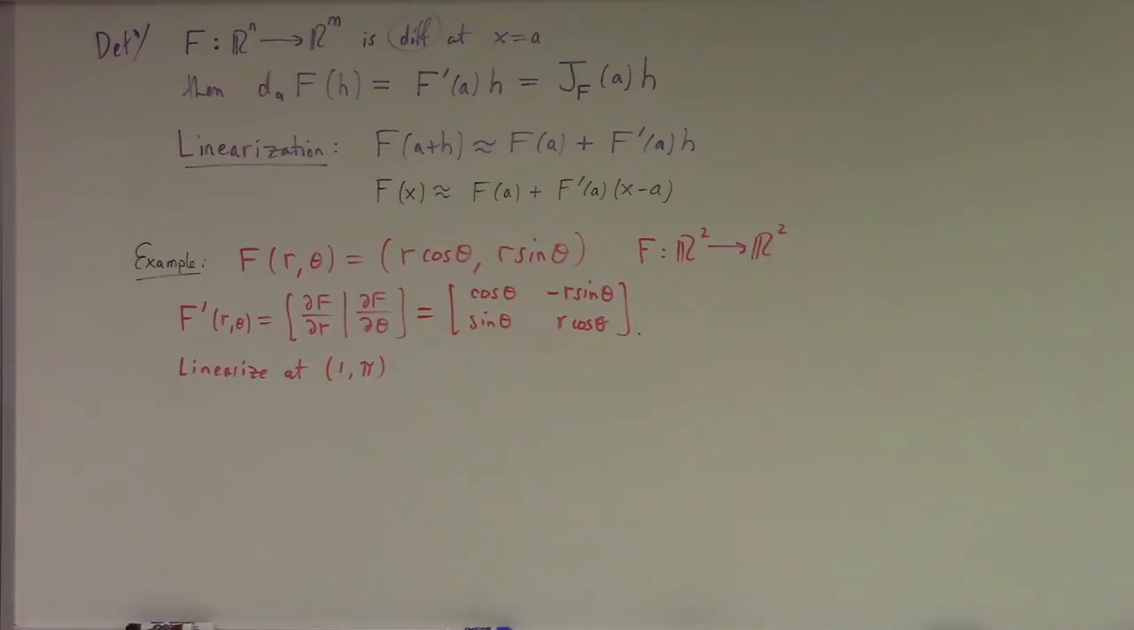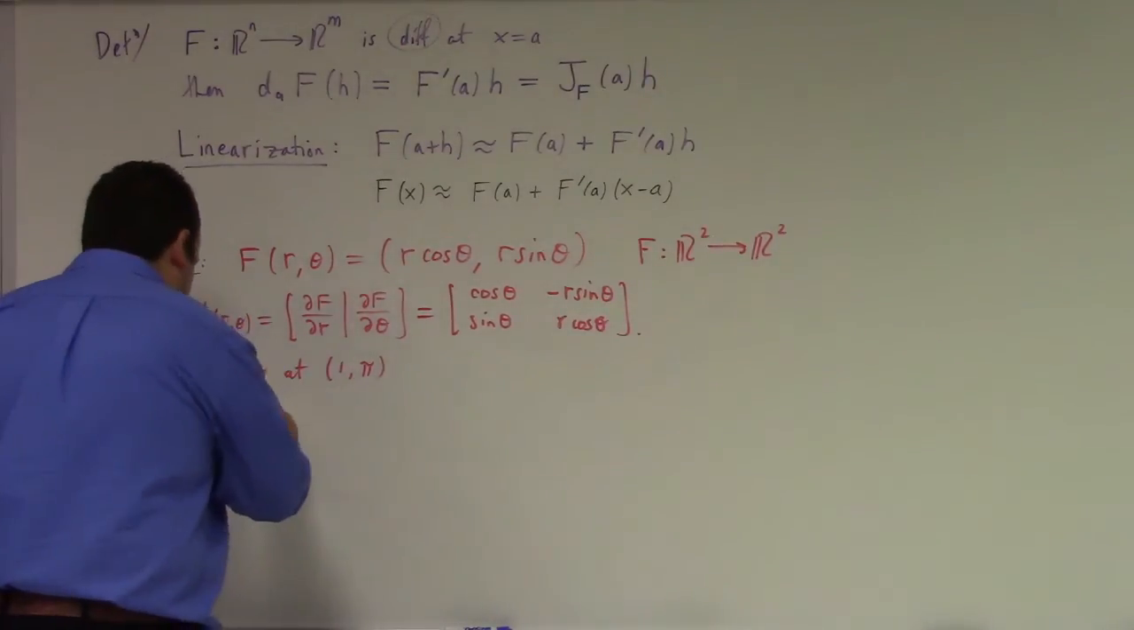Because the second column is 0, right? There's something really different about this function at 0. Anywhere except for 0 has 2 linearly independent columns, right? So the linearization is surjective and injective away from r equals 0. Think about it.